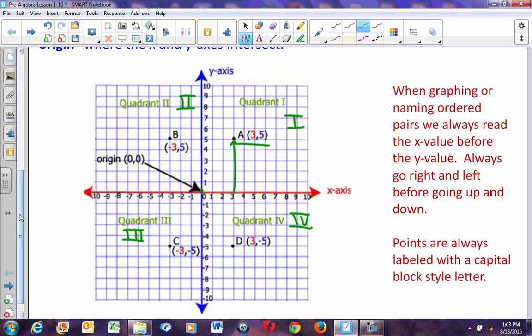You always go left and right before you go up and down. Think of it this way. You have to get to the ladder before you can travel up or down the ladder. So always go left and right, then go up and down.